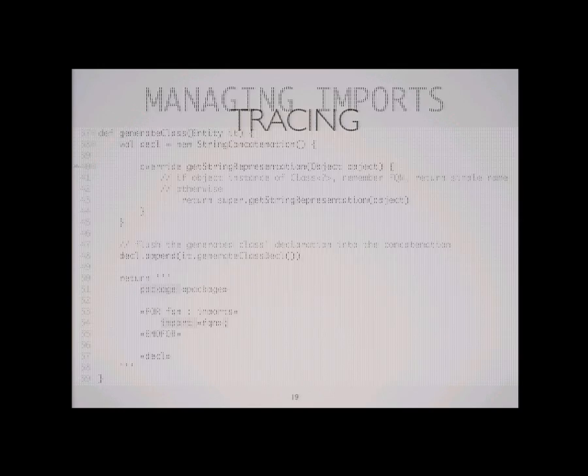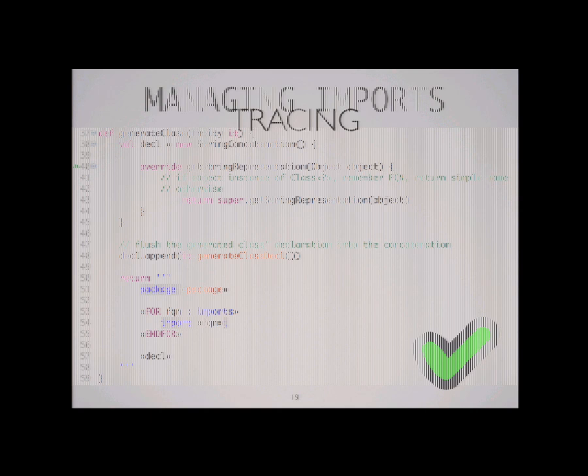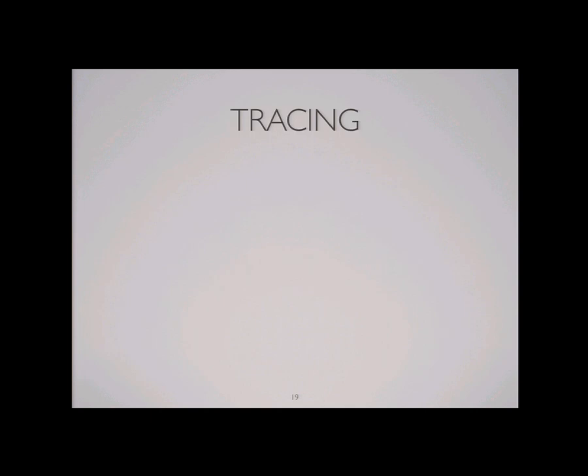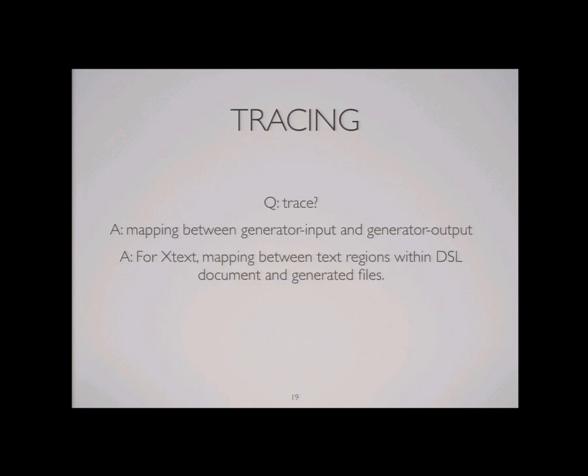But let's continue, because I wanted to get to the next chapter, being tracing. So, what's a trace and how does it relate to code generation? The most simple definition I could come up with is a trace is something like a mapping that maps generator input to generator output. So you feed a model into the generator and get some text, and the trace tells you what element from the input relates to what part of the output.